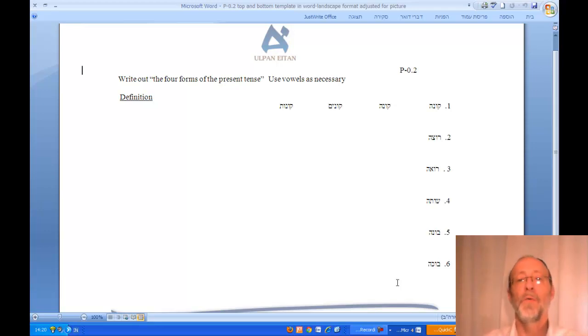Okay, so we have two very distinct patterns. We have the granddaddy of all Hebrew verbs, which was presented on 0.1, shomer, shomeret, shomrim, shomrot. Those are the four forms of the present tense: masculine singular, feminine singular, masculine plural, and feminine plural. And now this one that you're looking at on the board in front of you, koneh, kona, konim, konot.